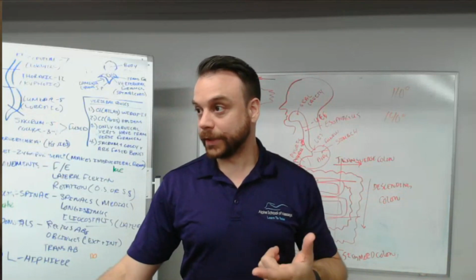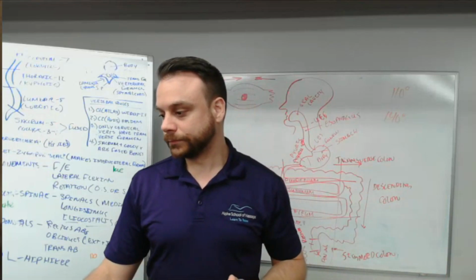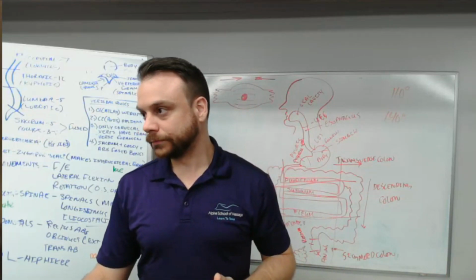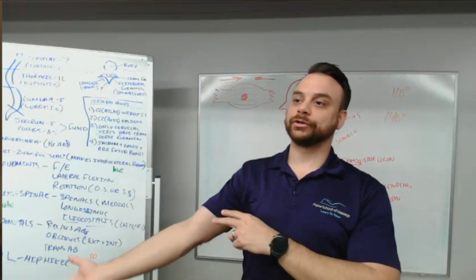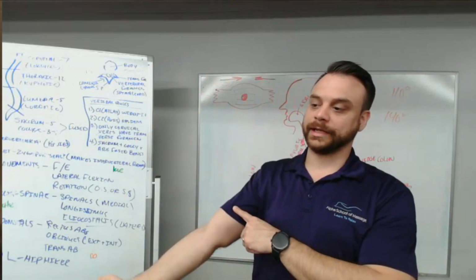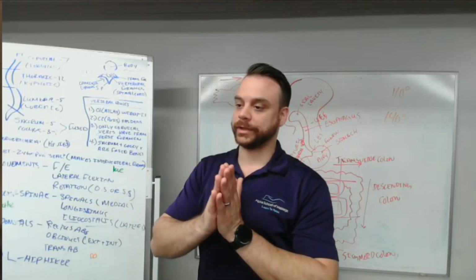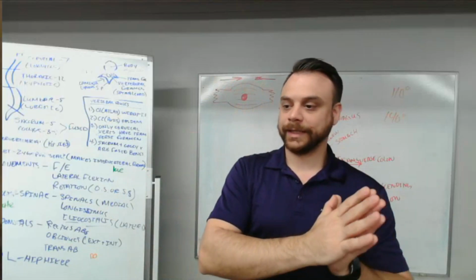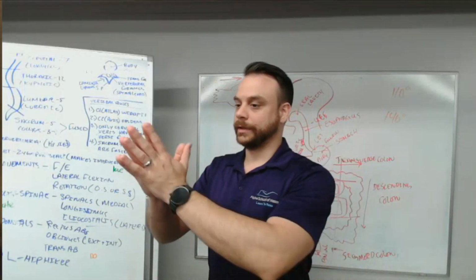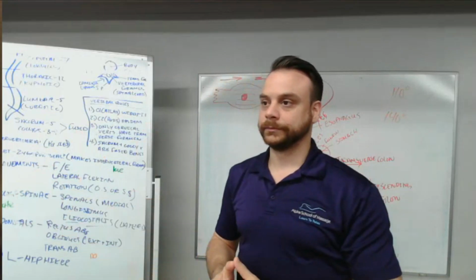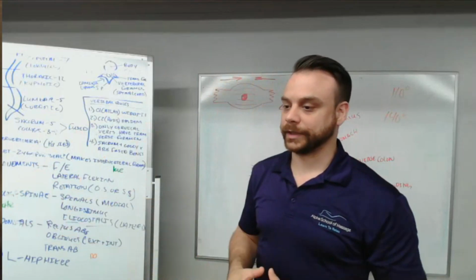And question? Concentric is the same thing as extension? No, concentric is the contraction or shortening. So if I was looking at my bicep, concentric is contraction, shortening. Eccentric is elongation, lengthening. Yeah, those are within the isotonic.